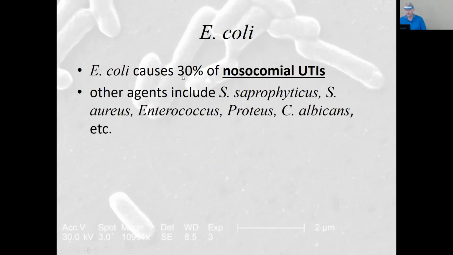E. coli causes 30% of the nosocomial UTIs. That's hospital-acquired UTIs. And those others that could cause infections in that group are saprophyticus, and we got that S up there. We have S. aureus, and Enterococcus, Proteus. We got C. albicans, sorry, not S. So who wants to help me with my S's here, my C?